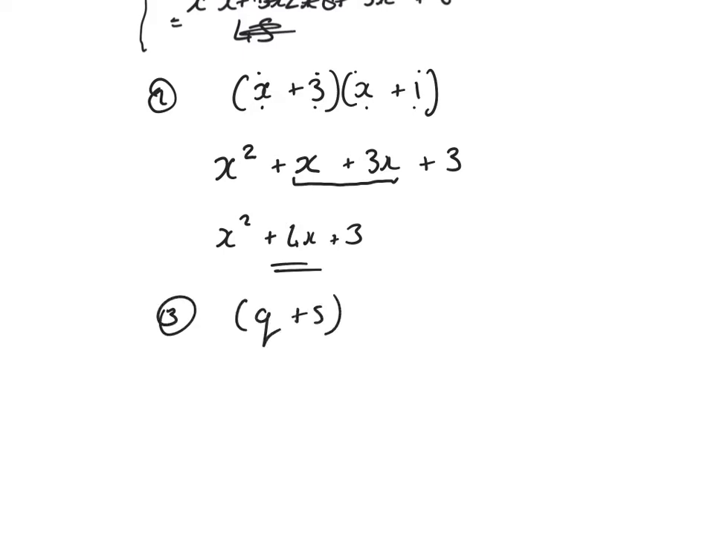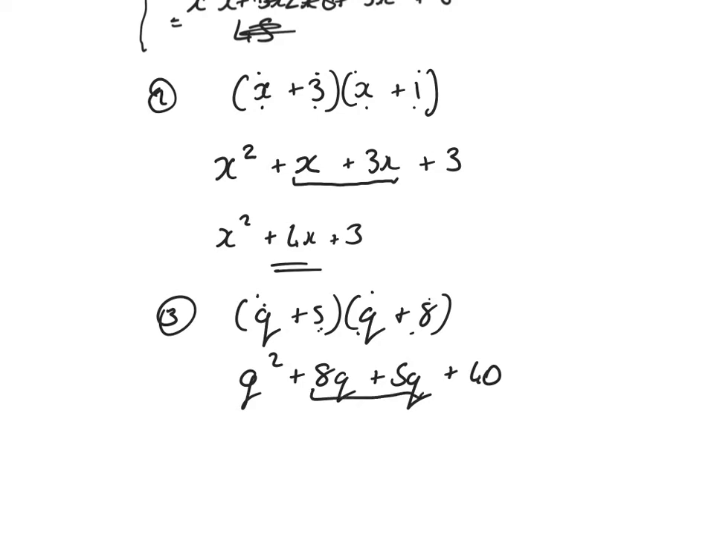(q + 5)(q + 8). Okay, the firsts are q and q, so that's q squared. Outsides, q times 8 is 8q. Insides, 5 times q, that's 5q. And last, 5 times 8, that is 40. Collect together the terms in the middle, and that's q squared plus 13q plus 40.